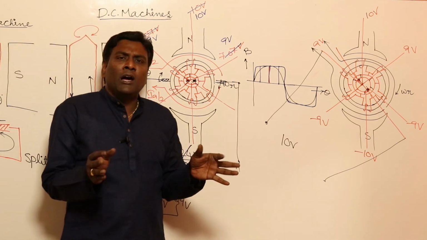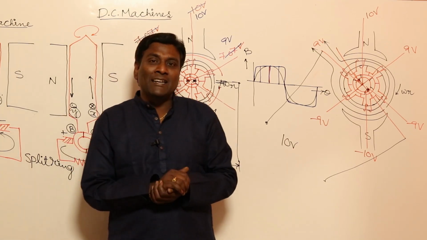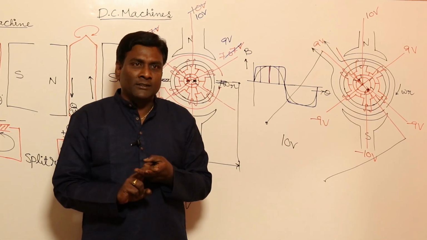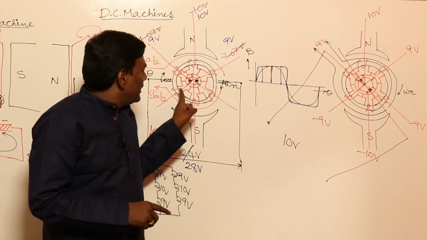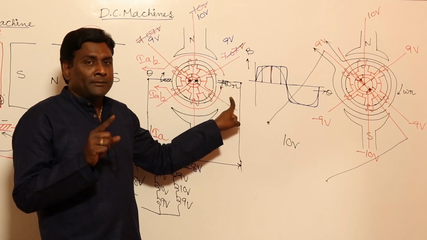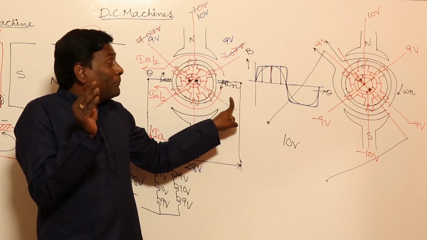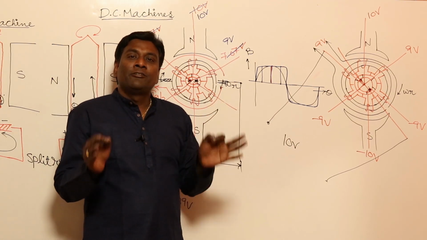So in order to have maximum output voltage across the brushes, there are two things. What are those two things? One is that my brushes should be at MNA, and the second is that my flux density waveform should be flat topped.